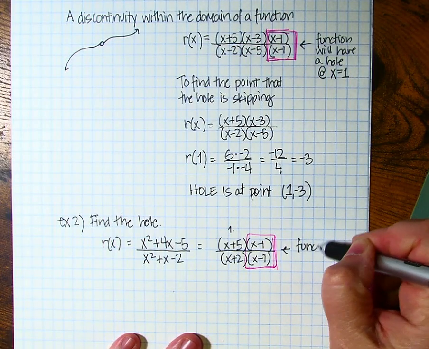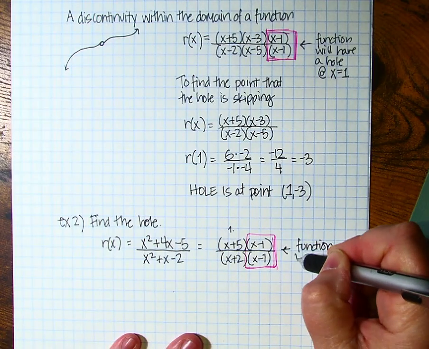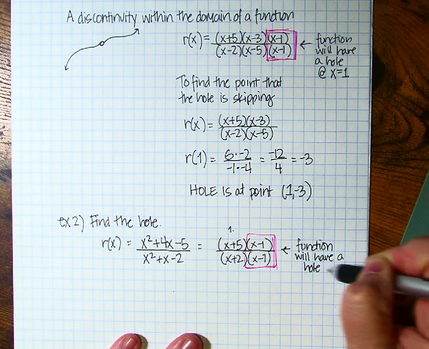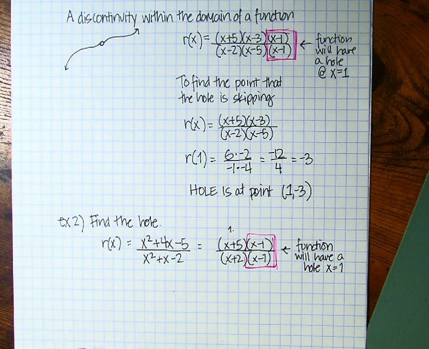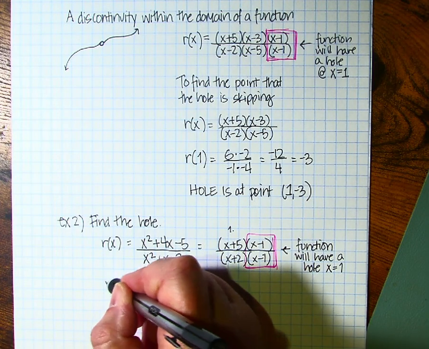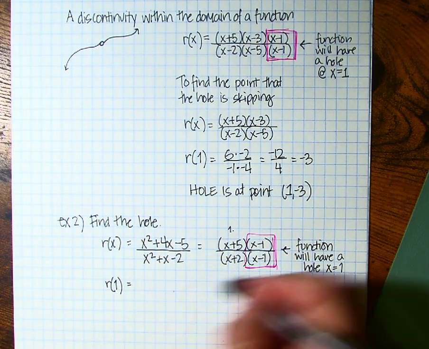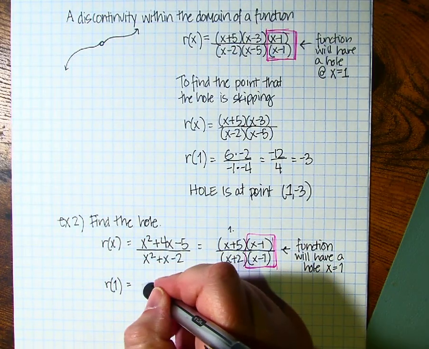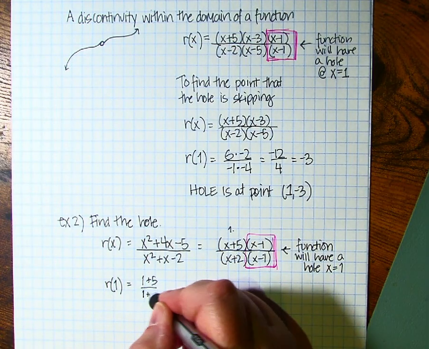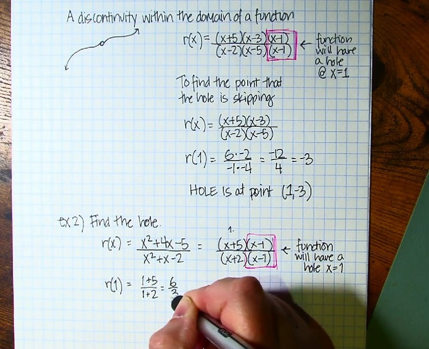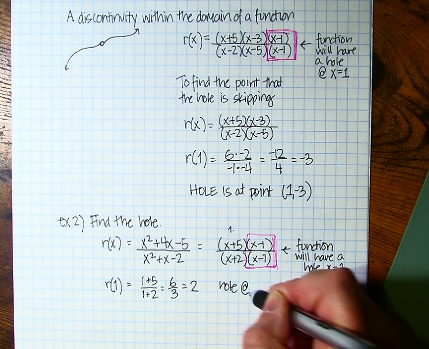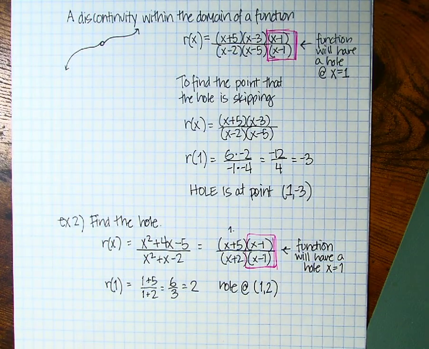So this function will also have a hole where x equals 1. So that means that the point will be where r of 1 is if we've eliminated that. So it'll be at 1 plus 5 over 1 plus 2, or 6 over 3, which is 2. So our hole is at the point 1, 2.